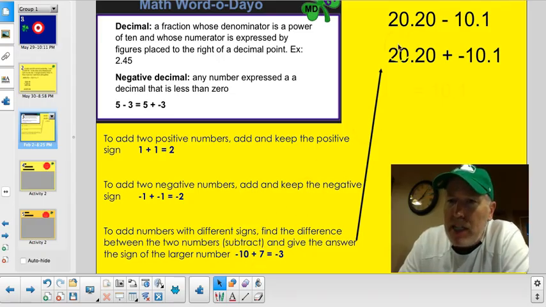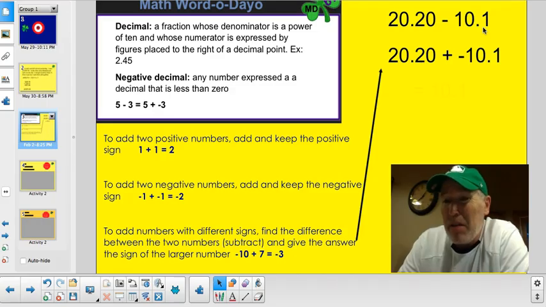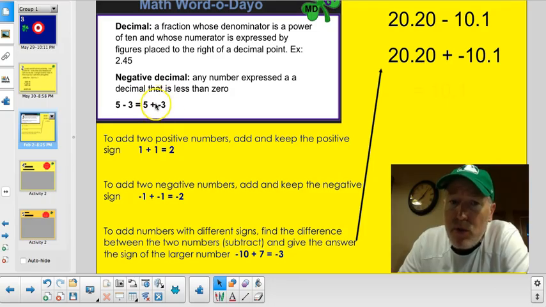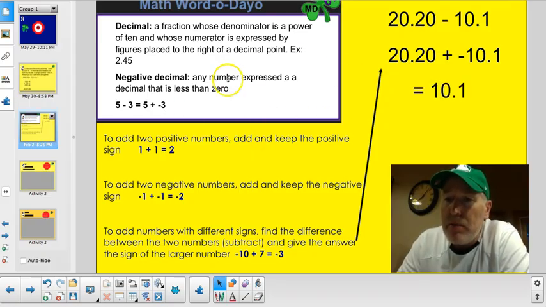All right, take a look at this example up here. We have 20.20, and we're going to take away, or subtract, 10.1. Some people say, well, they're not two different signs there. Yeah, there are, because remember, when you're subtracting something, you're really adding a negative. So this one is positive and this one is negative. Anytime you take away something, like 5 minus 3, you're working with a negative number here. You had 5 and you're taking away 3. You're adding a negative to it. You're taking away. All right? The answer to that would simply be this.